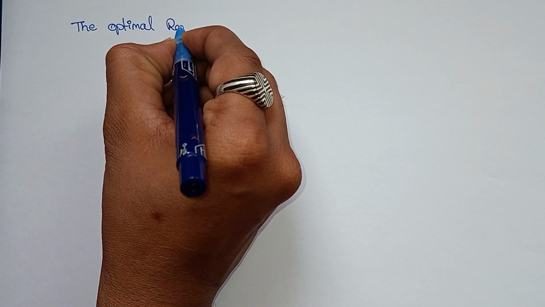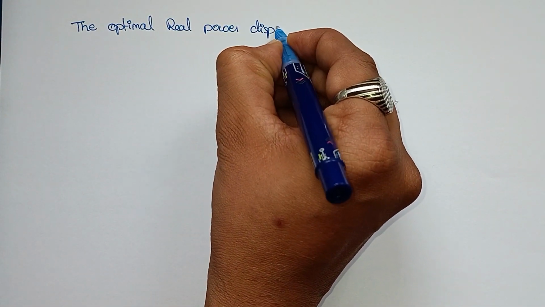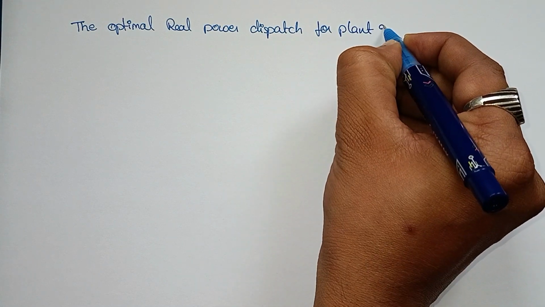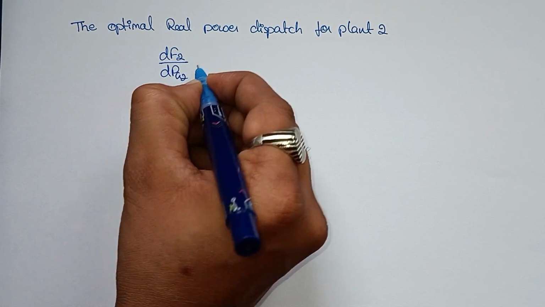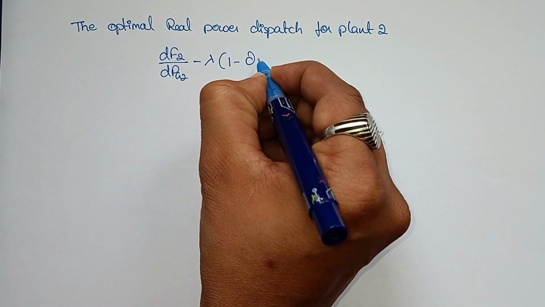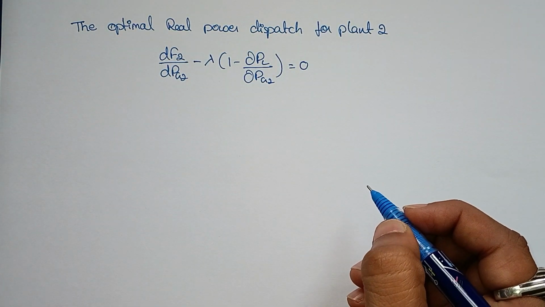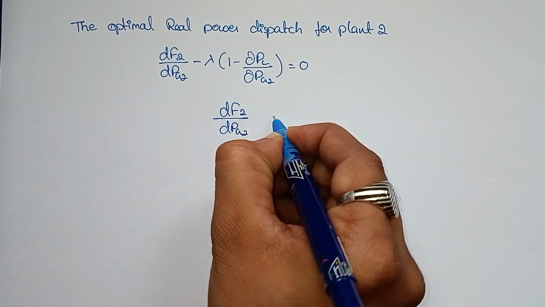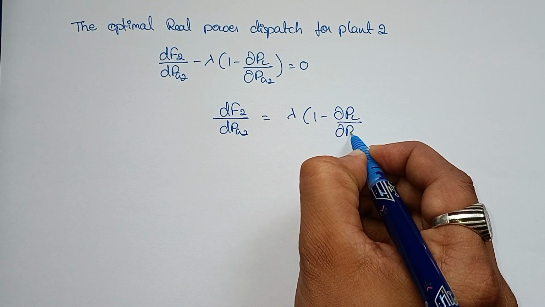The optimal real power dispatch for plant 2 is taken as dF2/dPG2 minus lambda times (1 minus dPL/dPG2) equal to 0, or we can equate dF2/dPG2 as lambda into (1 minus dPL/dPG2).